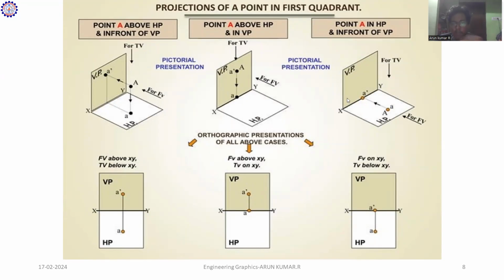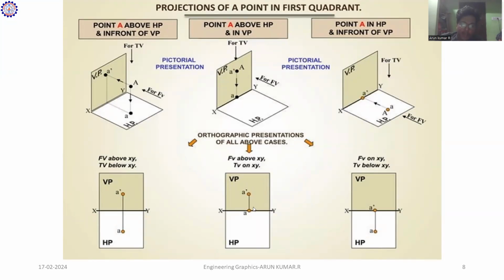The third case is the point A in HP and in front of VP. What is the meaning of this case? A dash is lying on the XY line, and A is a point lying on the HP plane, as seen in the top view. This is the orthographic representation of all the above cases. This one is two-dimensional, and that one is three-dimensional. For understanding we see the three-dimensional diagram, but whenever you are solving problems, the two-dimensional one is more than enough.